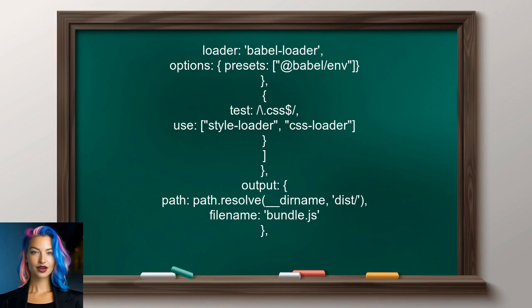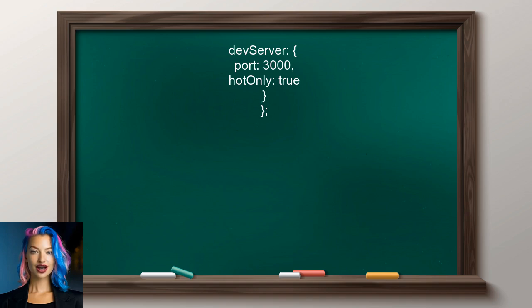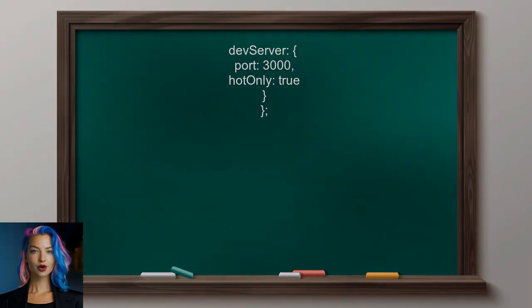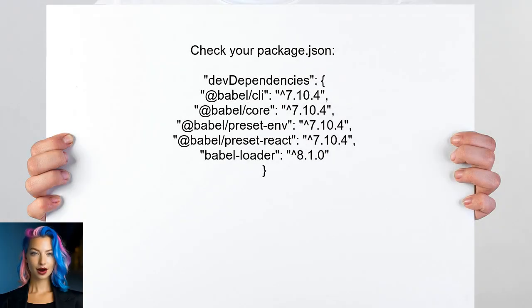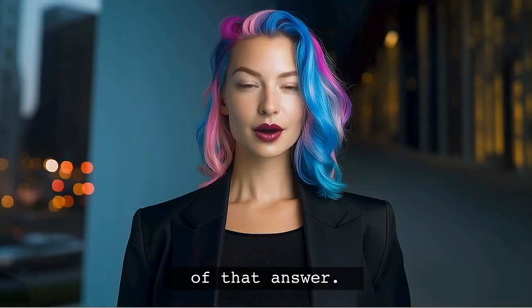This configuration includes rules for handling JavaScript and CSS files, and it sets up a development server. Finally, ensure that you have the correct Babel dependencies in your package.json, specifically Babel Loader version 8 and Babel version 7. That's the end of that answer.